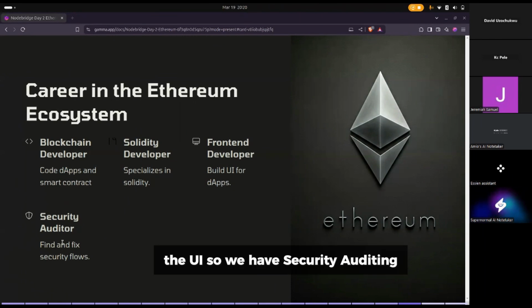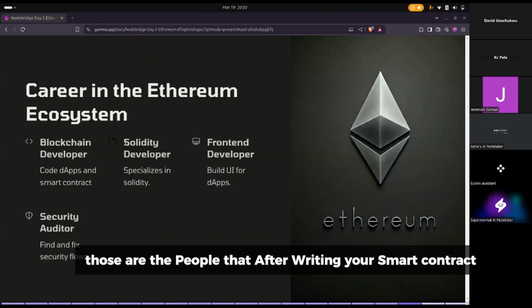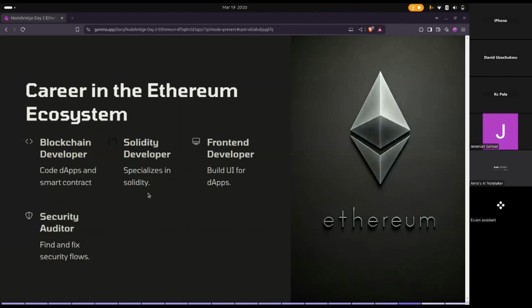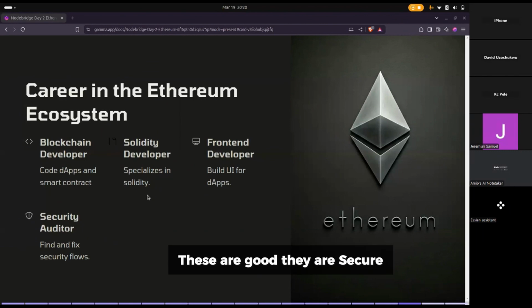So we have security auditing. Those are the people that, after you write your smart contract, audit it to confirm that it is good, secure and transparent. And you also get to find flaws in your smart contract.